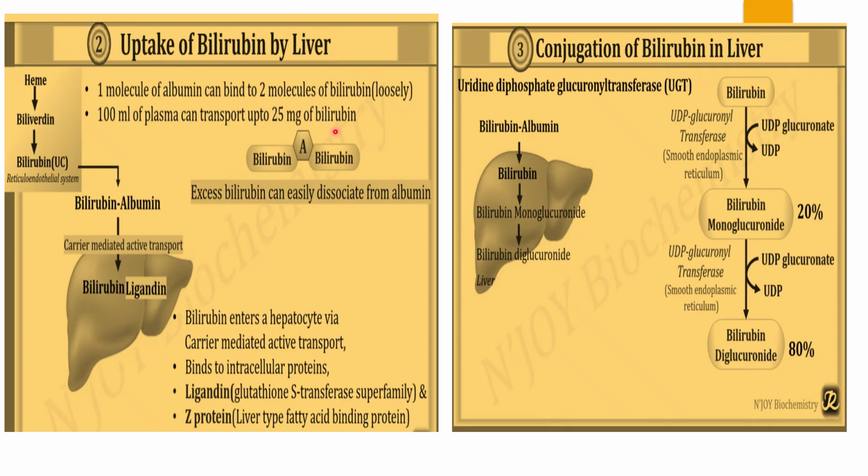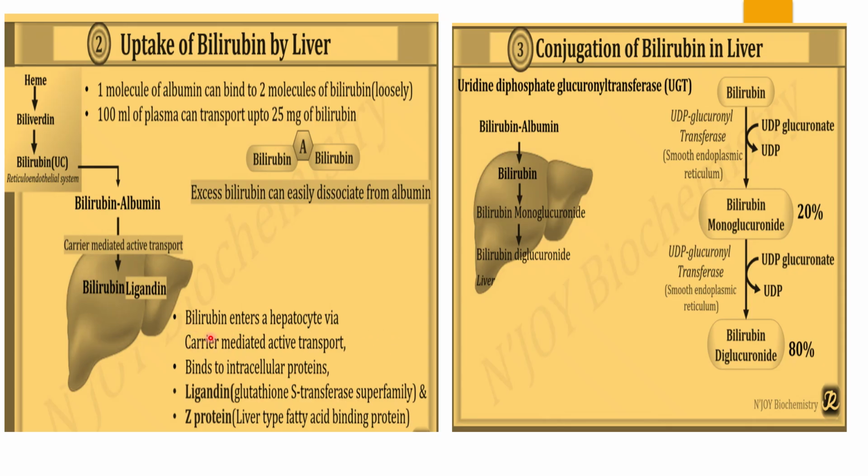In this carrier mediated form, the bilirubin albumin complex reaches the liver via blood, and via active transportation it has to enter the hepatocyte. So bilirubin enters the hepatocyte via carrier mediated active transportation. Definitely there is an investment of ATP.